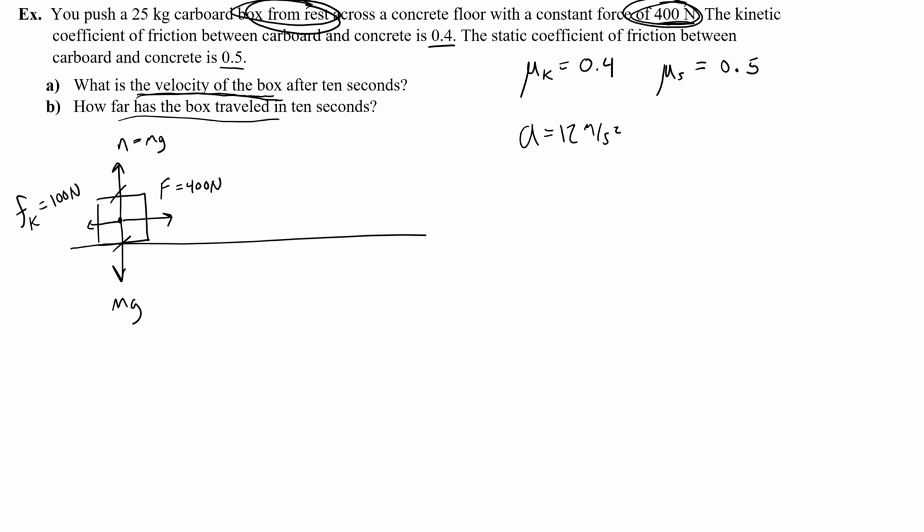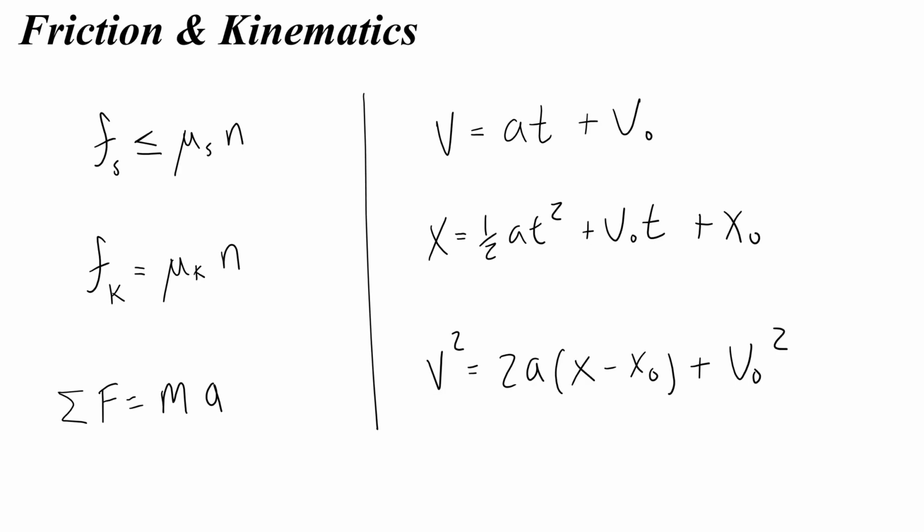First of all, the fact that it moves from rest tells me that v naught, the initial velocity, is 0. And part A wants me to find the final velocity after 10 seconds. So it gives me t equals 10 and asks to find v. So I take a look at my motion equations and I think, which equation has v, a, t, and v naught in it? Well, the first one.